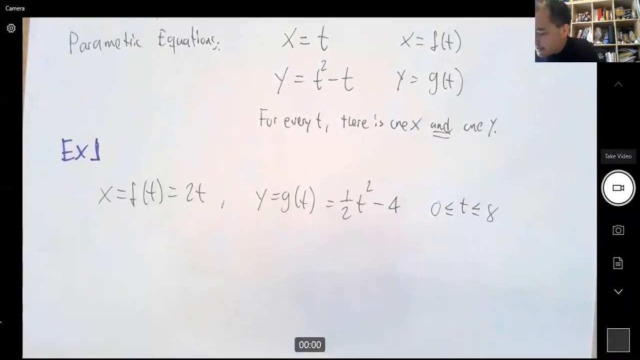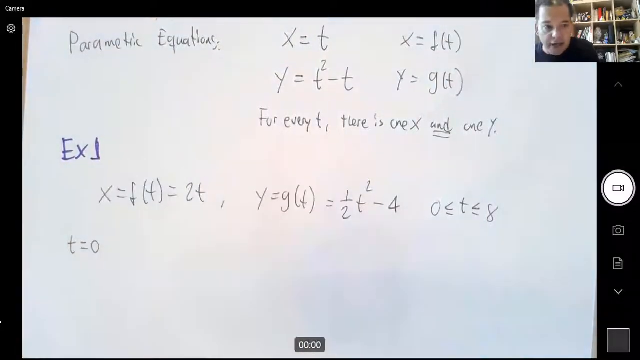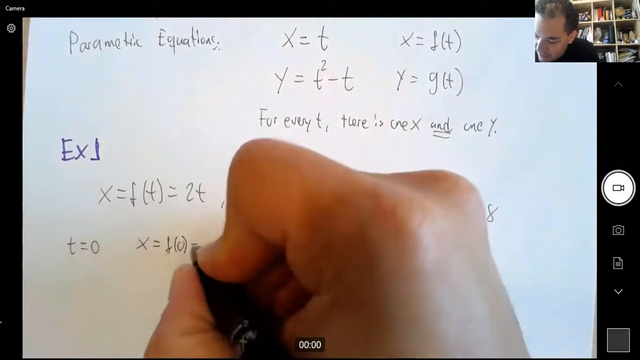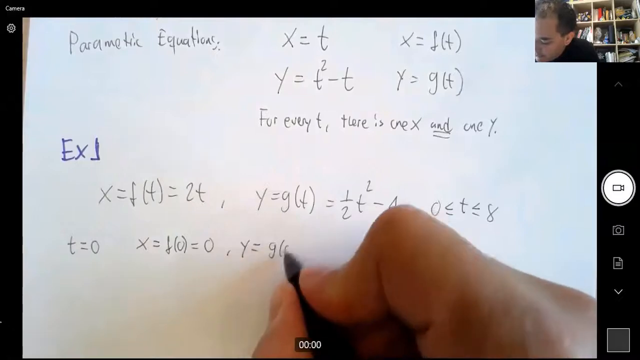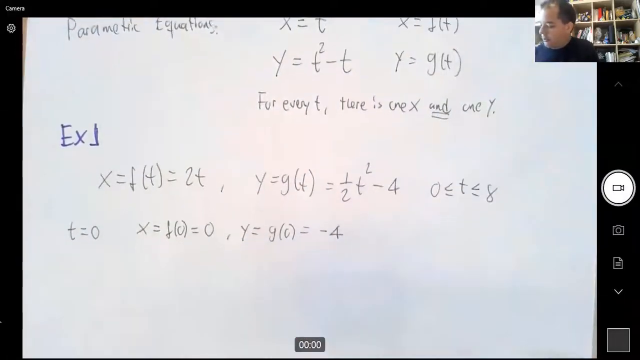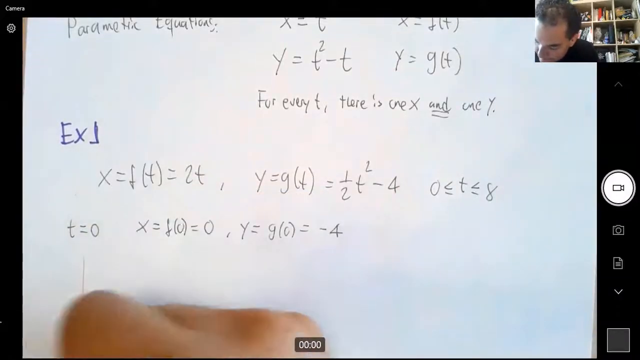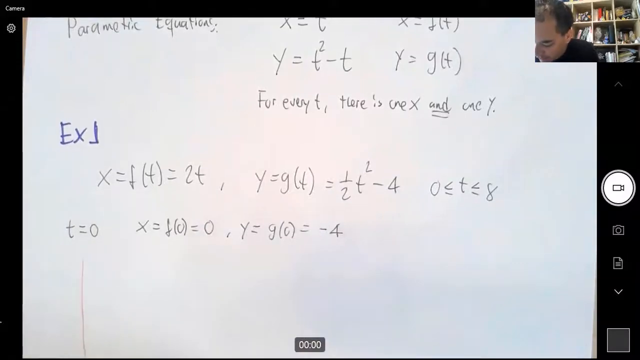Well, the idea is that for every time, let's start with t equals 0. So when t is 0, what is x and what is y? Well, x will be f of 0, which is 0, and y will be g of 0, which is -4, right? So if I were to do a picture, this entire thing starts from x is 0 and y equals -4. So the point 0, -4.